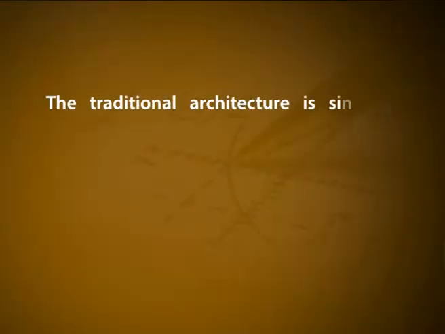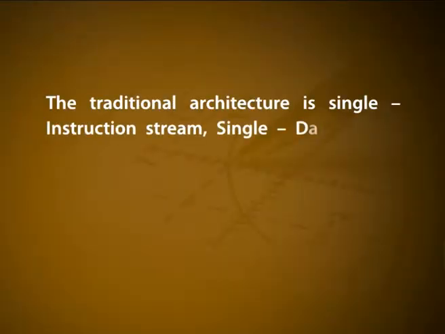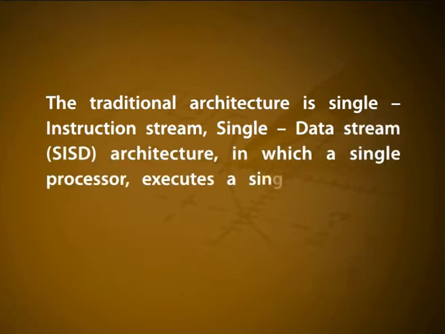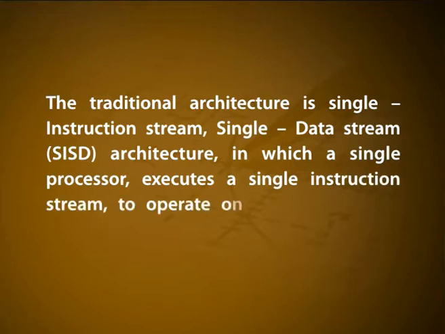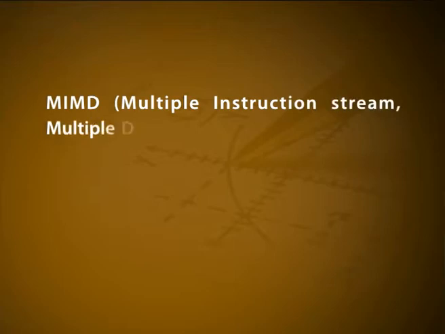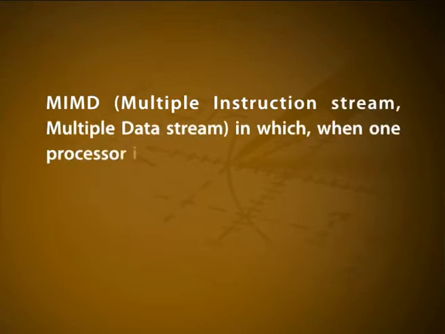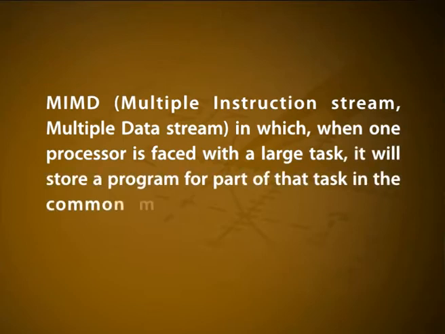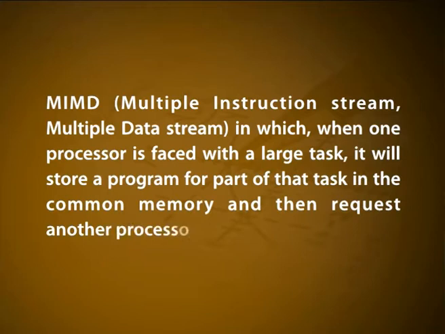The traditional architecture is single instruction stream, single data stream, or SISD architecture, in which a single processor executes a single instruction stream to operate on data stored in a single memory. There is an architecture called MIMD, or multiple instruction stream, multiple data stream, in which when one processor is faced with a large task, it will store a program for part of that task in the common memory and then request another processor to execute it.